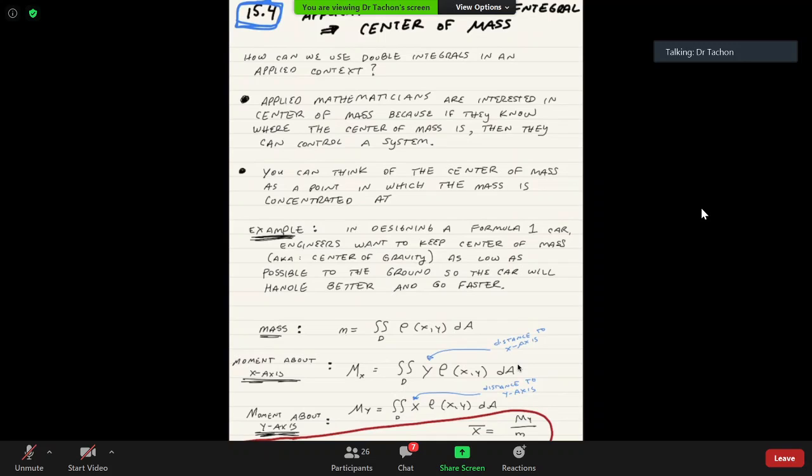So applied mathematicians are interested in center of mass, okay, because if they know where the center of mass is, you can control a system. So some of this stuff is just my words, right? Okay, so in my 2 cents worth, it may not be written like this in your book. You can read your book to get the technical stuff, all right? But these are my words. You can think of center of mass as a point where the mass is concentrated, okay?